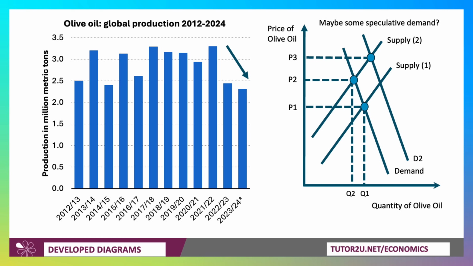More than one curve is shifted. An inward shift of supply due to, for example, the impact of drought or just generally poor weather conditions affecting the yield of olive oil, and then an outward shift of demand created by speculative investors.